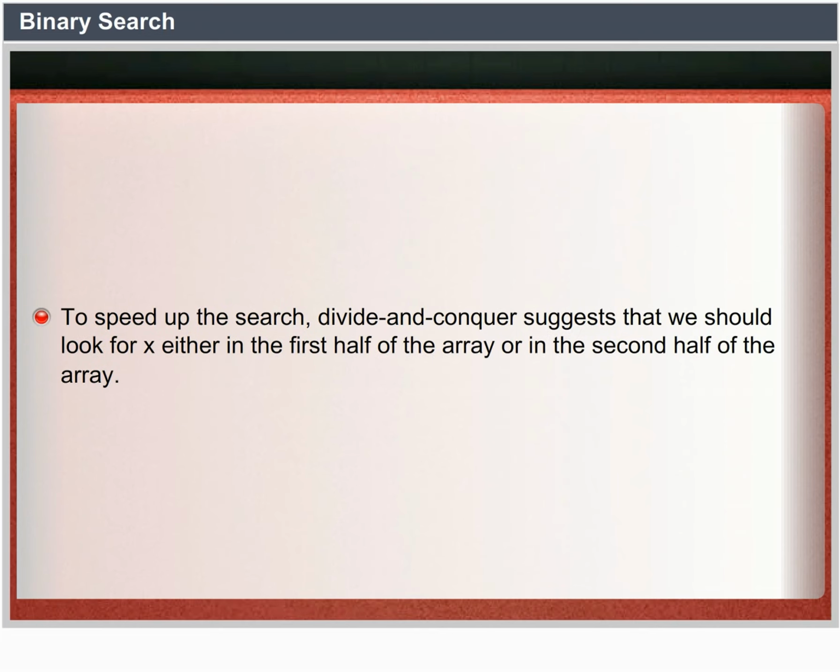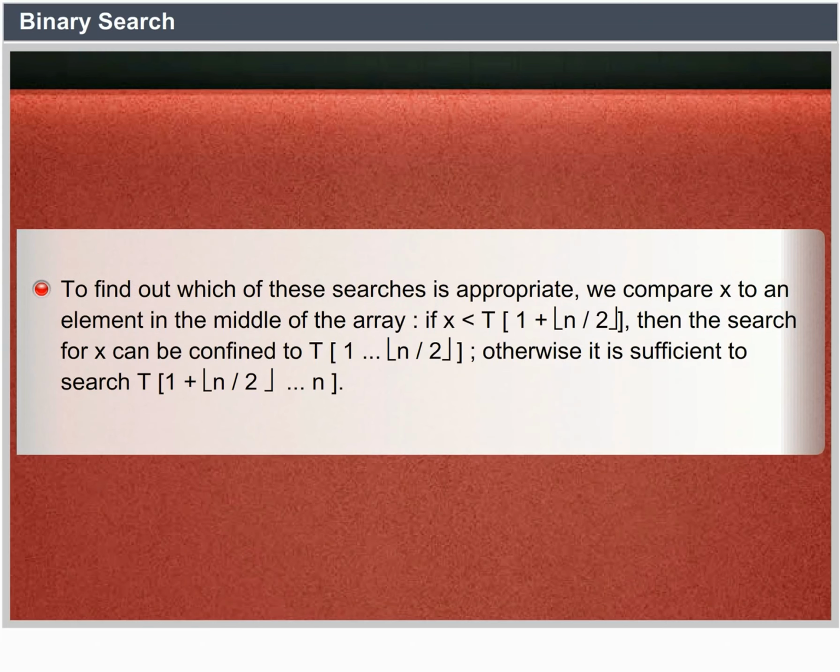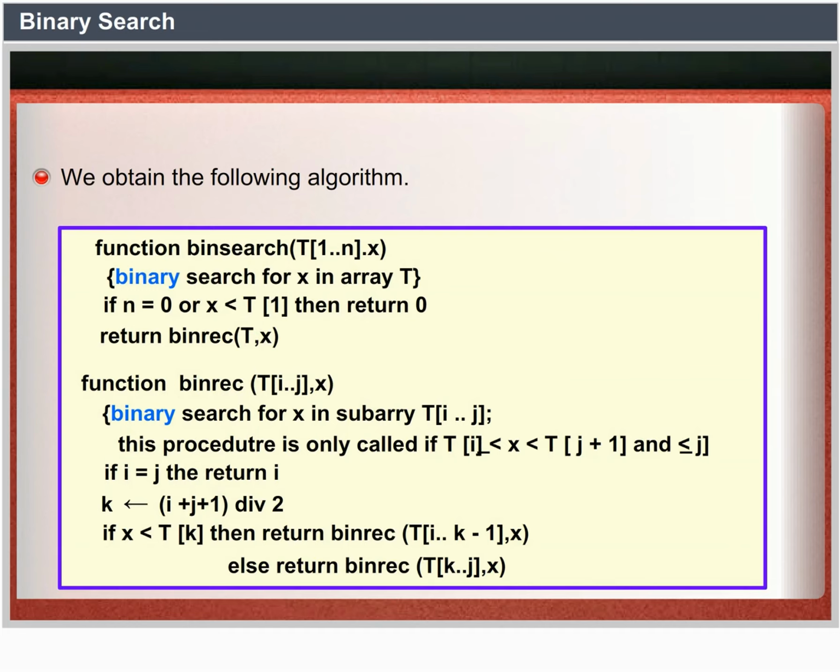To speed up the search, divide and conquer suggests that we should look for x either in the first half of the array or in the second half of the array. To find out which of these searches is appropriate, we compare x to an element in the middle of the array. If x < T[1 + ⌊n/2⌋], then the search for x can be confined to T[1..⌊n/2⌋]. Otherwise, it is sufficient to search T[1 + ⌊n/2⌋..n]. We obtain the following algorithm.